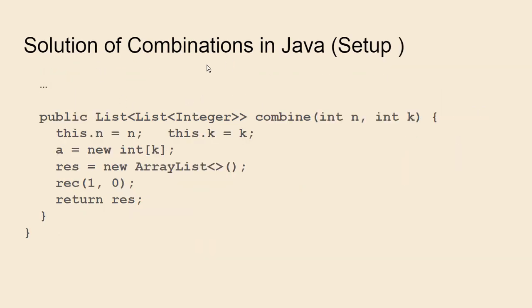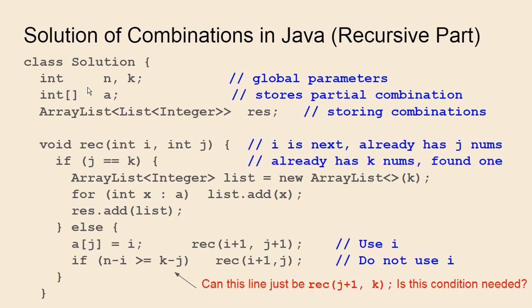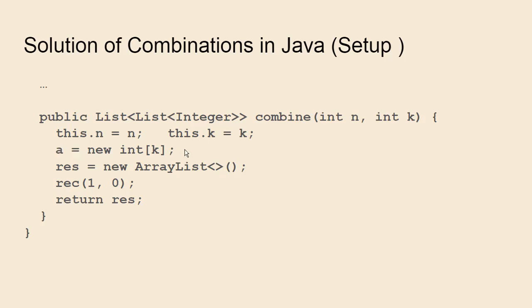So this is the second part of the Java solution. This is the main function for this particular problem. It first assigns n and k into the class variables here. And it creates the array, and then creates the array list, and then you just call the recursive call, starting at 1 and 0. So starting with considering number 1, and at this point we have added 0 numbers to the combination.